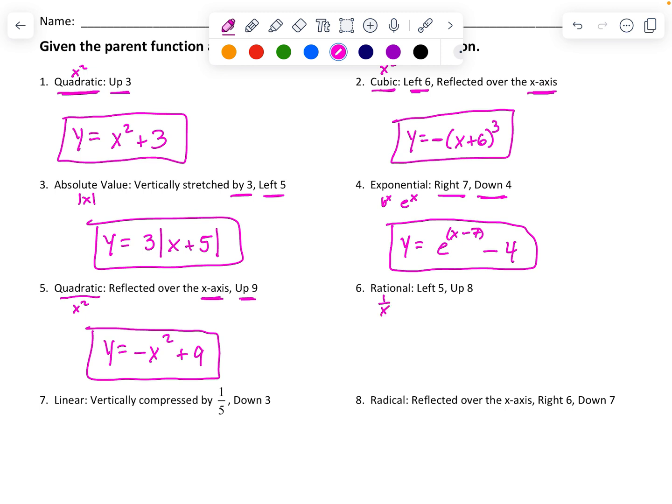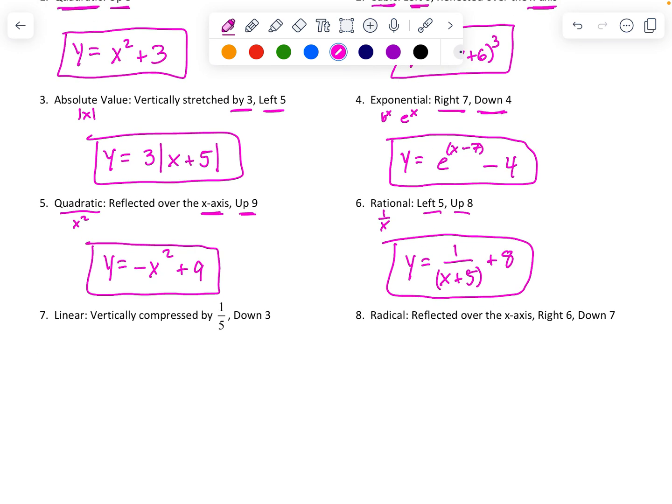Rational we know is a 1 over x, so we've got y equals, left 5, so that'll be on the bottom of the fraction, and then up 8 will be on the outside. So y equals 1 over x plus 5, plus 8. So that plus 5 is being inside of the function, so it's kind of like there's implied parentheses around that.